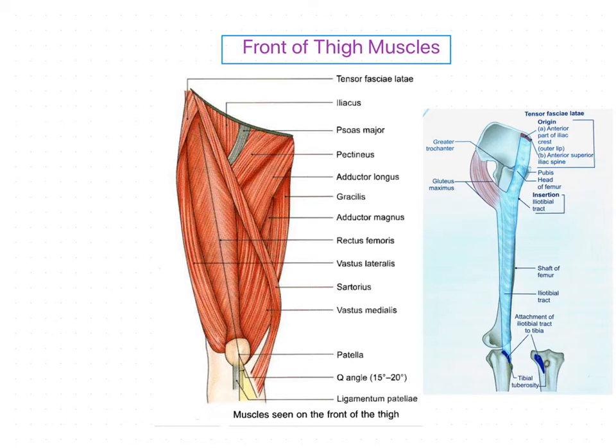Dear students, welcome back. In the previous session, we discussed the femoral triangle, sheath and femoral canal. Now in this session, we are going to discuss the muscles which are present in the front of the thigh. Normally, the muscles of the anterior compartment of the thigh are the sartorius, the quadriceps femoris muscle and the articularis genu. So these are the major muscles which are seen on the front of the thigh.